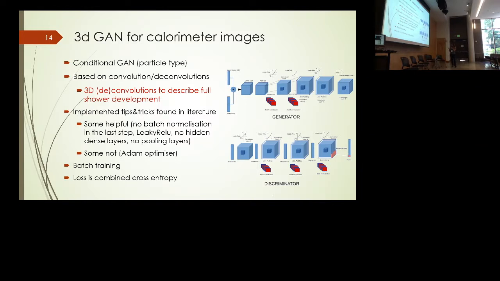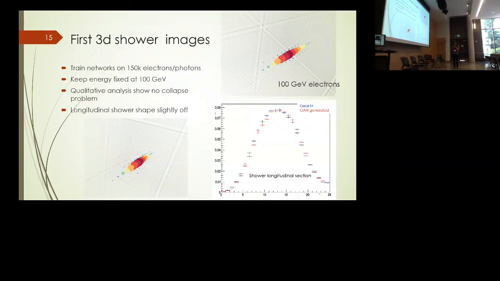Those are the architectures of the two networks, and those are some results. Those are obtained training the network using 150,000 events. Those are electrons and photons, for fixed energy values. And those are 2 example images.